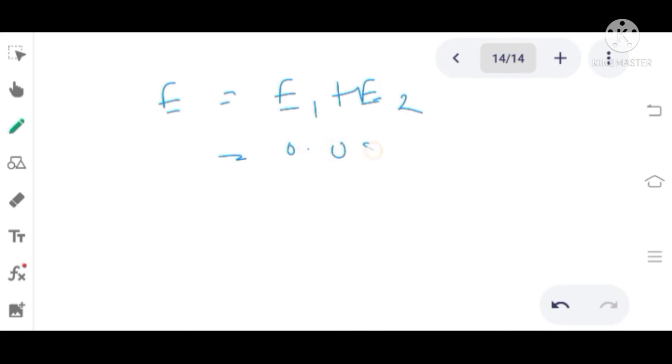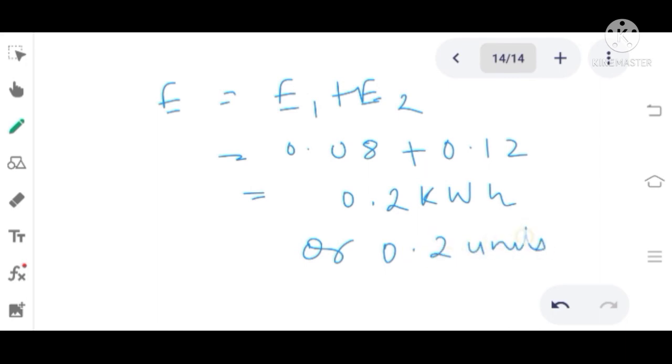You can re-watch the previous steps. The total energy is 0.2 kilowatt hours, or you can also write it as 0.2 units. When we convert power into kilowatts, you get the energy in the unit kilowatt hour. When you keep power in watts and time in seconds, you get the answer in joules. In certain questions they give that, suppose, rupees 3 is charged for each unit, find the electricity bill for the month of April. So you just multiply with that.